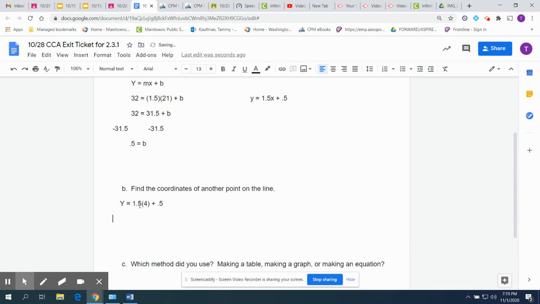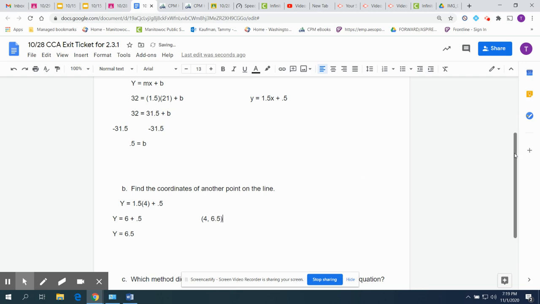You can pick any number. I know that 1 times 4 is 4, half of 4 is 2. So y is going to equal 6 plus 0.5. So my y coordinate would equal 6.5. So what I just found out is that when my x is 4, my y coordinate is 6.5. So another point on this line would be (4, 6.5).